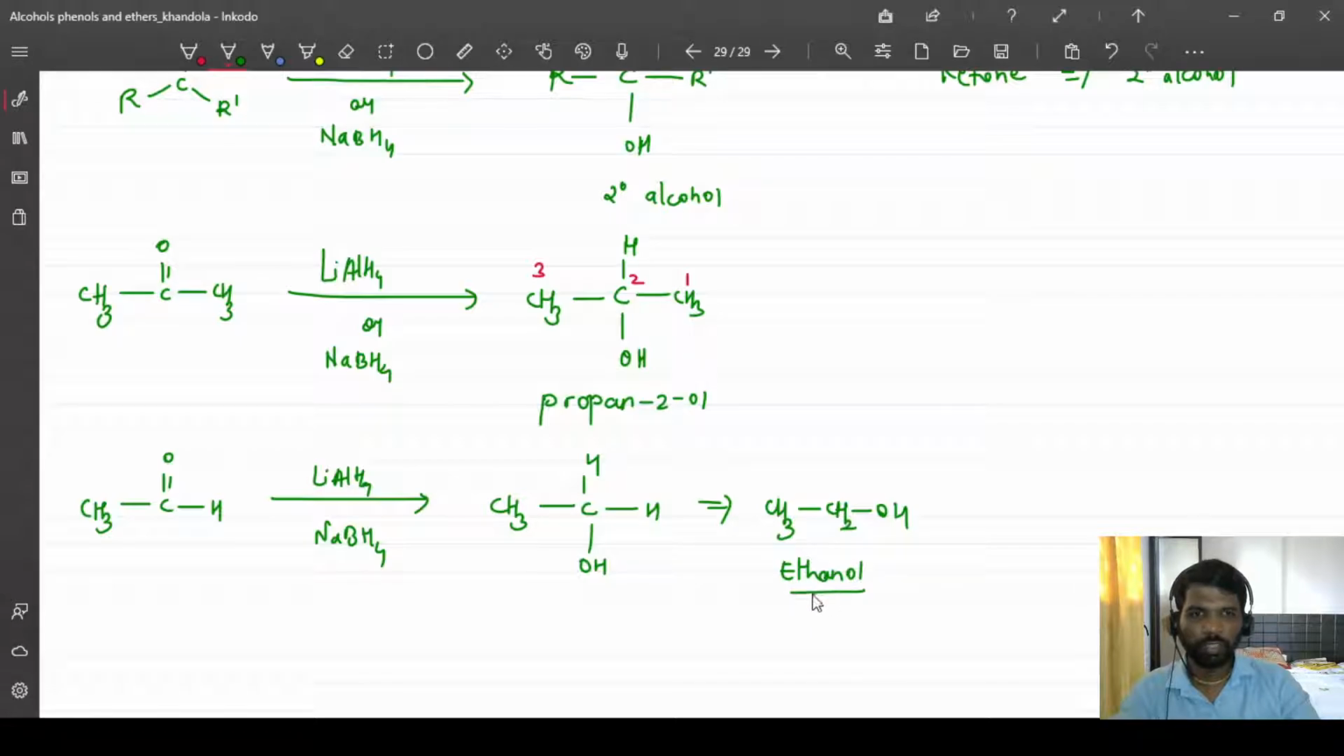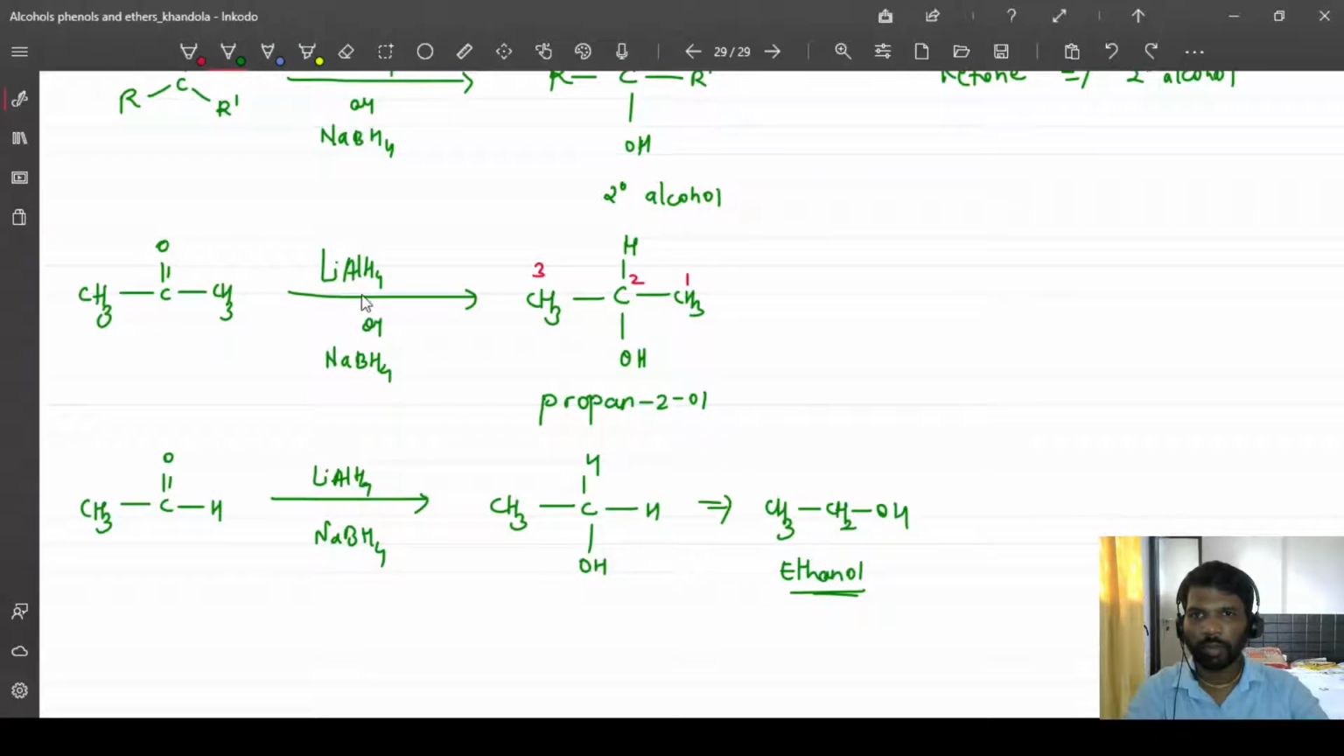So this is the difference between reducing an aldehyde and a ketone. Reduction of the aldehyde gives you primary alcohol, reduction of the ketone gives you secondary alcohol. And one more thing, students: for the reduction of the aldehyde and ketone, you can use any of these reagents. You don't have to remember them separately.